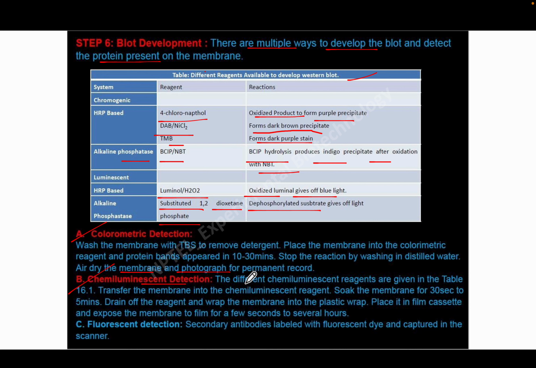Chemiluminescent detection. The different chemiluminescent reagents are given in the table. Transfer the membrane into the chemiluminescent reagent. Soak the membrane for 30 seconds to 5 minutes. Drain off the reagent and wrap the membrane in plastic wrap. Place it in a film cassette and expose the membrane to film for a few seconds to several hours. Fluorescent detection: secondary antibodies are labeled with fluorescent dye and captured in a scanner.